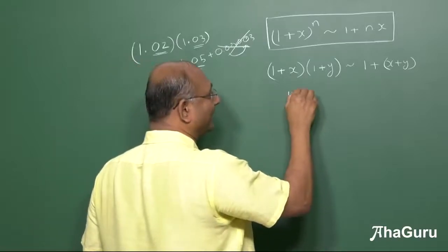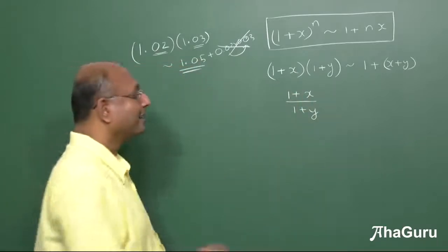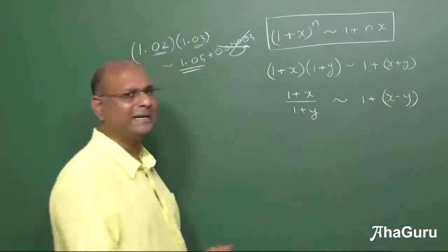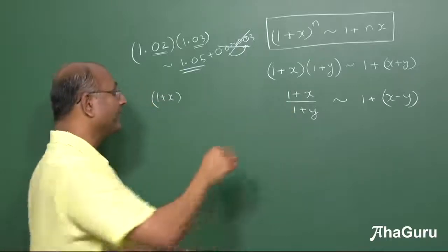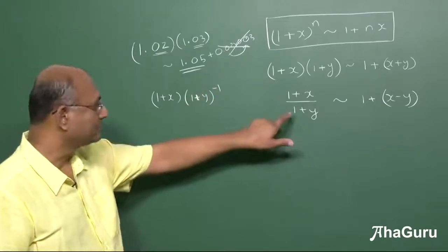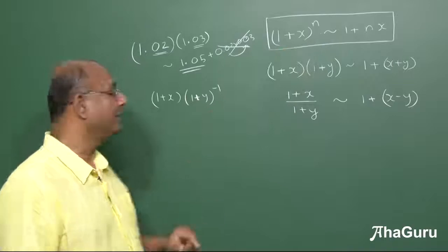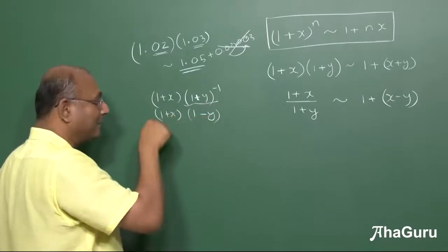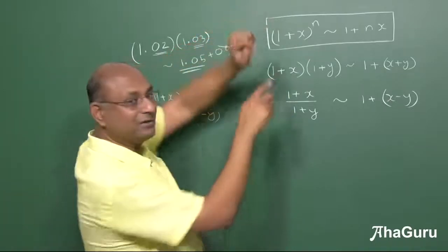But there is one more which is again quite useful. (1 + x) by (1 + y). And many times this is the hard part. Now this is approximately 1 + x - y. How did I get this? Because (1 + x) into (1 + y) to the power of minus 1. Because 1 by (1 + y) is what? (1 + y) to the power of minus 1. But (1 + y) to the power of minus 1 is like (1 + x) to the power of n. So what is this? 1 minus y. (1 + x) into (1 - y) must be 1 + x - y. That's what I've written. Can you see that this formula is the same as the combination of these two formulas?